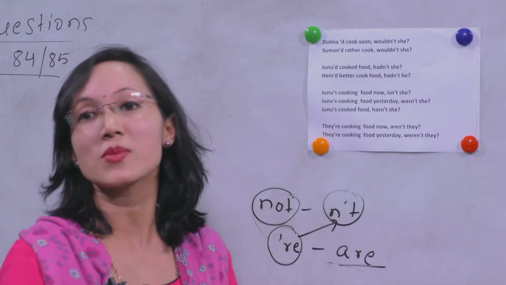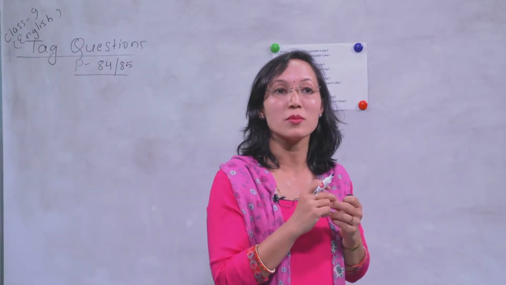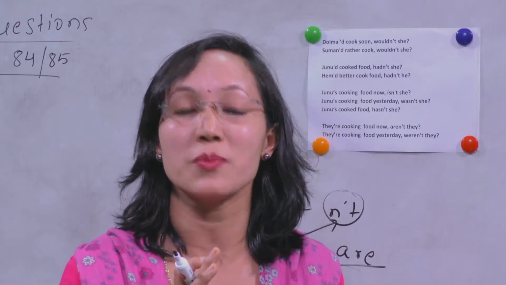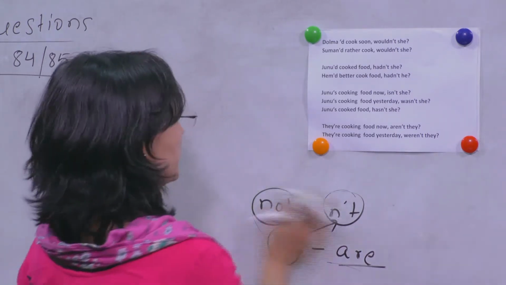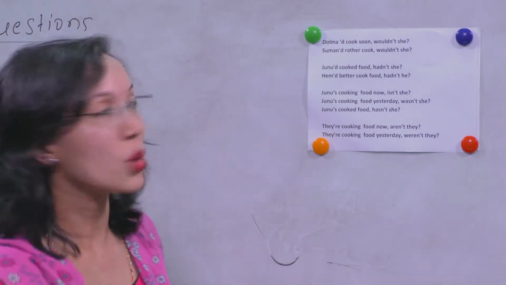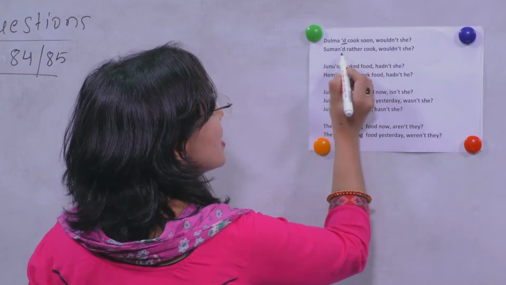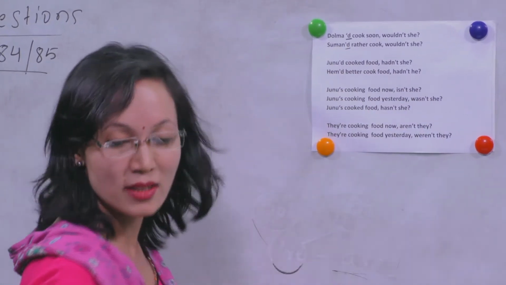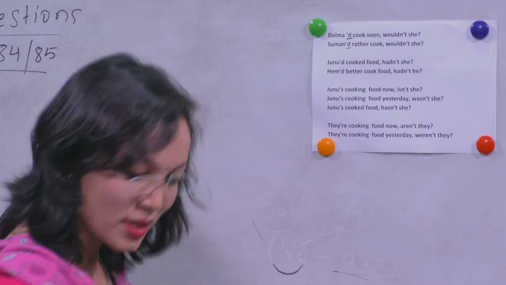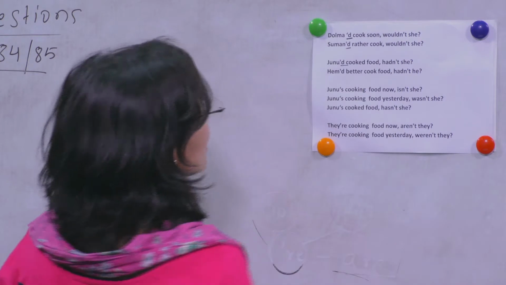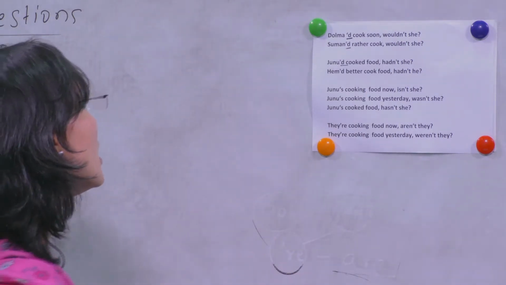Now sometimes short forms are confusing, because a contracted form could stand for multiple auxiliaries. So what are they? Let's see first. Dolma'd cook food. So Dolma would. So this is the contracted form, right? Suman would rather cook food. Suman would rather cook food.